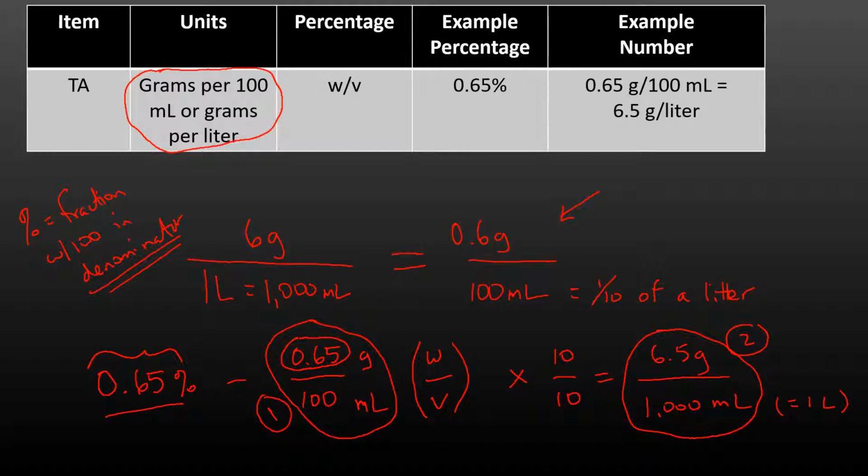So that's an easy way to make that conversion. Multiply by 10 over 10. Okay? So be comfortable with that. Be comfortable with how to convert percentages to grams per 100 mils, and then multiply by 10 over 10 to get it to grams per 1,000 mils.